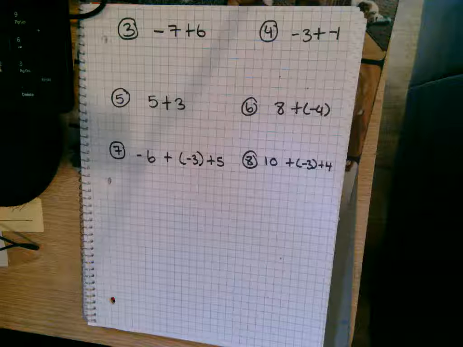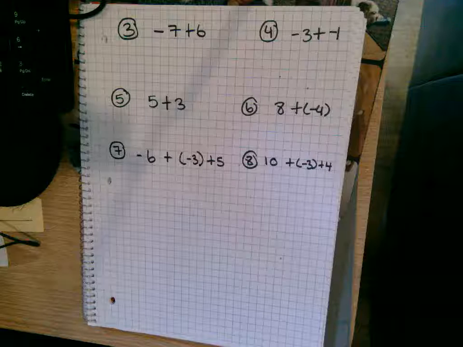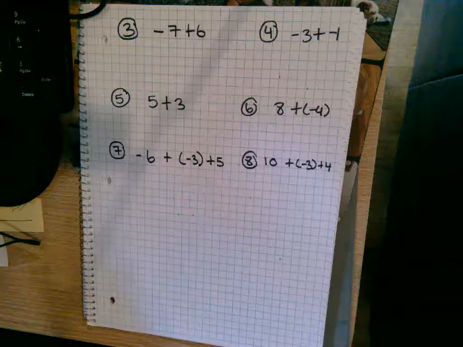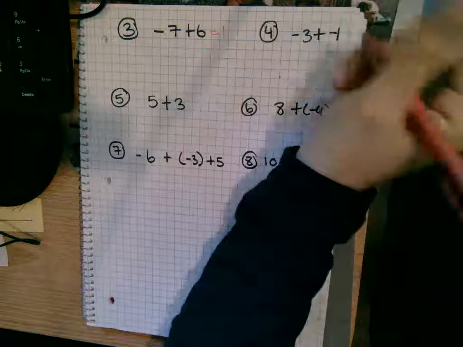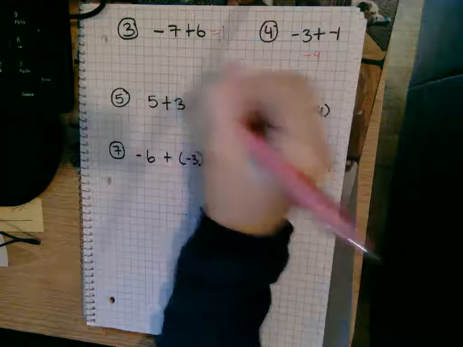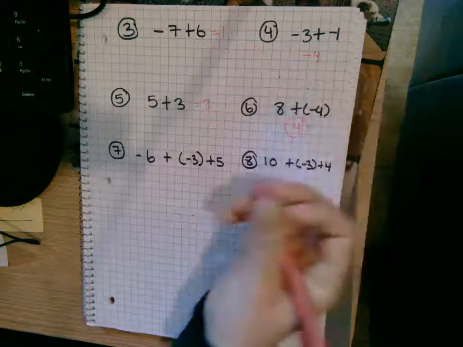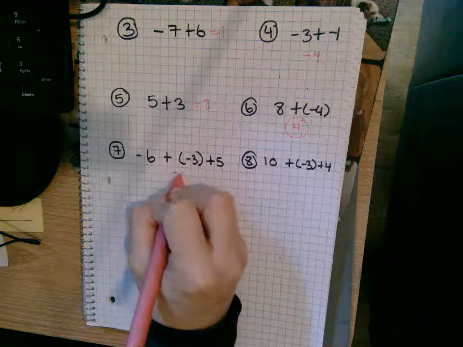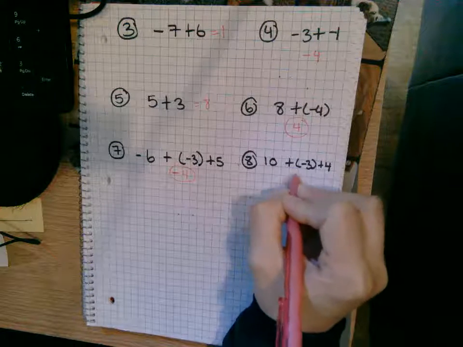Number 3. Okay, for number 3, I got 1, right? For number 4, I got -4. For number 5, oh my god, number 5 is the easiest thing in the world, is 8. Number 6 is +4. Number 7 is -4. And number 8 is 11.